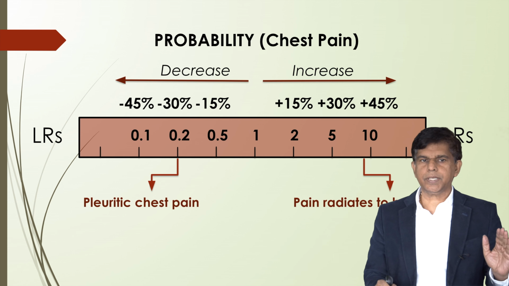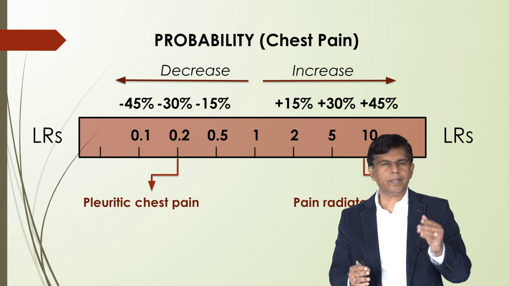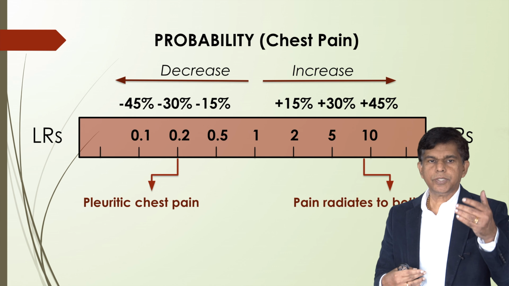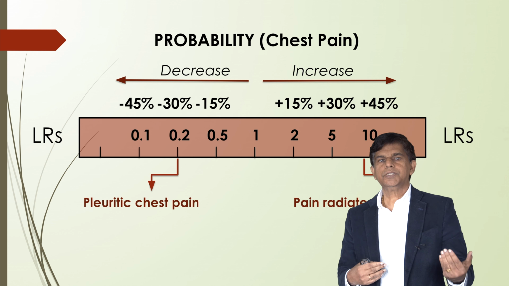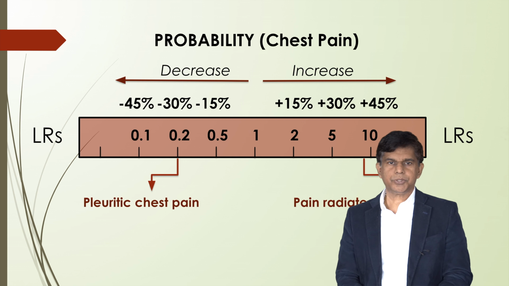Now we look at the left side. If somebody comes up to you and says pleuritic chest pain, that means when I take a deep breath, it hurts. The negative likelihood ratio is 0.2. That means your probability is going to go down by 30%, okay?